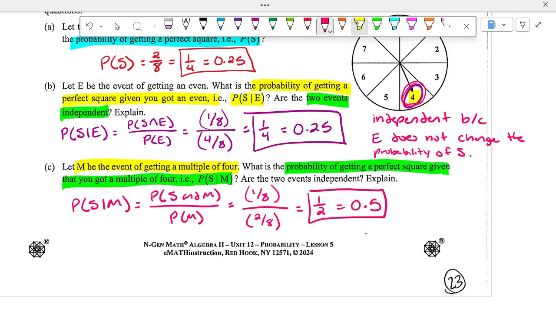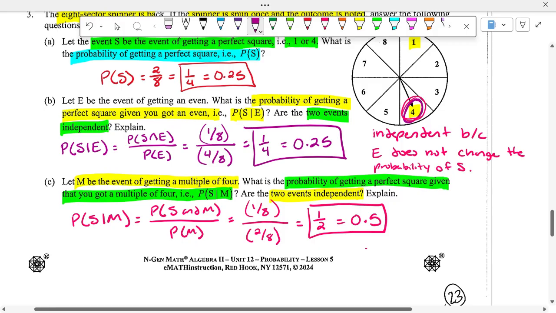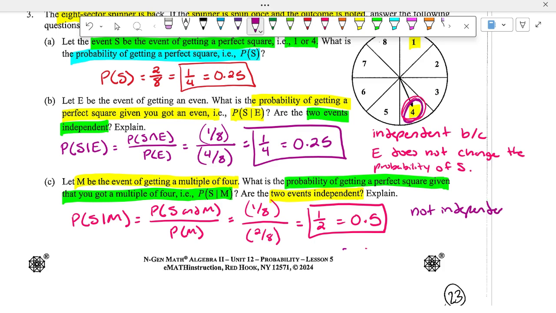So my question is, are these two events independent? So is getting a perfect square and getting a multiple of 4 independent of each other? No. Why? Because they're different. So they're not independent because P of S given M, the probability of perfect square given multiple of 4, is not equal to the probability of getting a perfect square. This one is 1/4, this one is 1/2, two very different numbers.